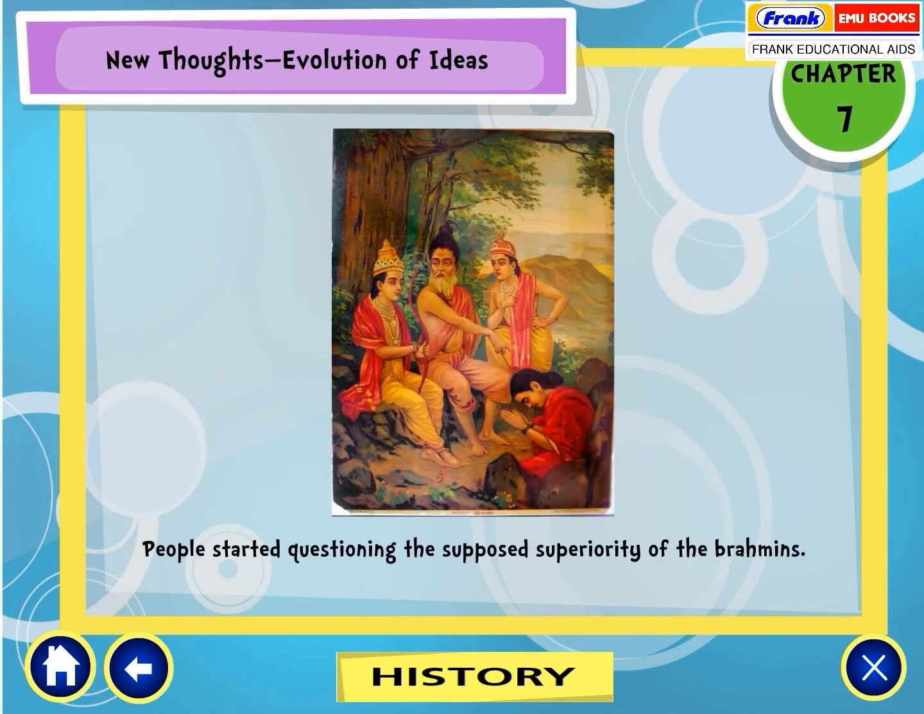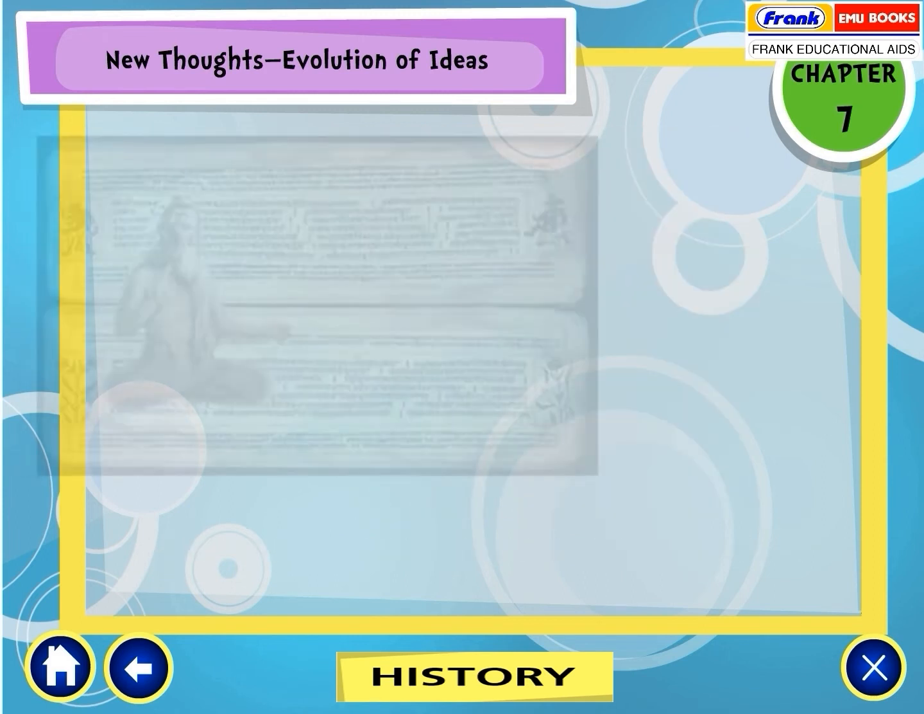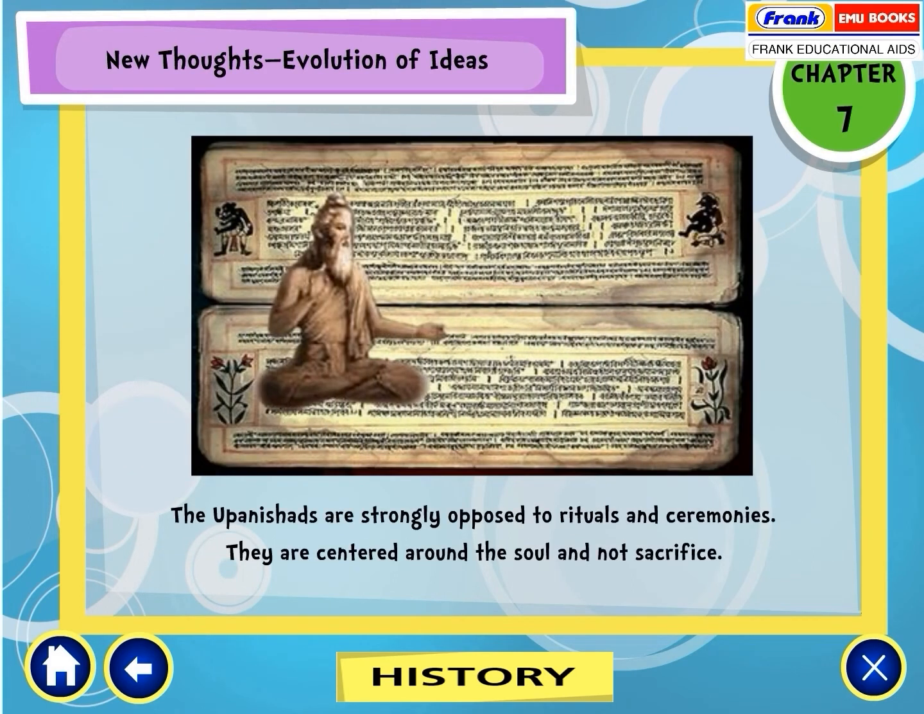People started questioning the supposed superiority of the Brahmins. The Upanishads are strongly opposed to rituals and ceremonies. They are centered around the soul and not sacrifice.